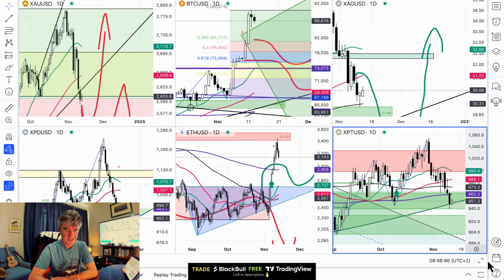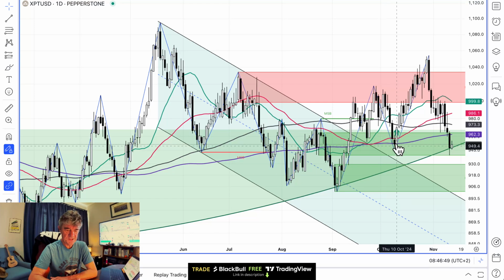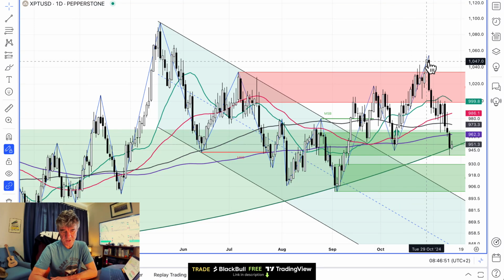Same thing on Platinum, really. We've got a long position on Platinum. We took it some time back, got into some good profit, and it's retraced.